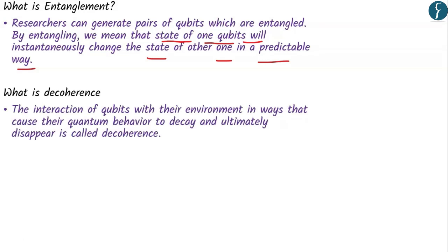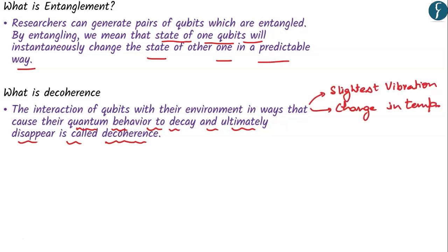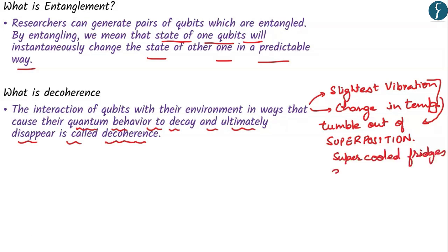The interaction of qubits with their environment in a way that causes quantum behavior to decay and ultimately disappear is called decoherence. The quantum state is extremely fragile. The slightest vibration or change in temperature can cause them to tumble out of superposition before their job has been properly done. That is why researchers do their best to protect qubits from the outside world in super-cooled fridges and vacuum chambers. Now this takes us to the point of discussion.